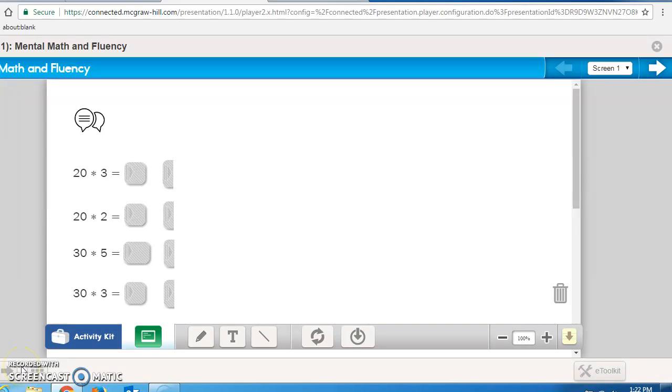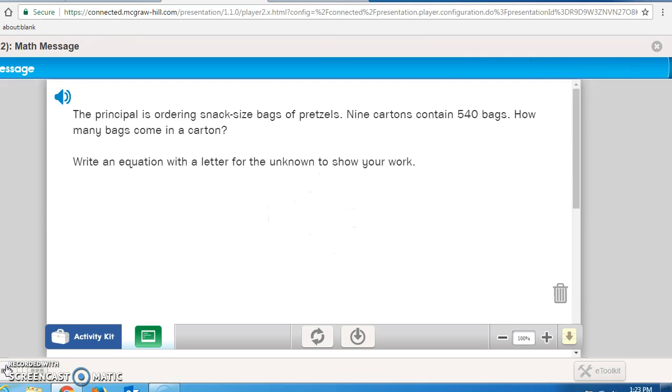Solve the multiplication problems. 20 times 3. 2 times 3 is 6, 1 0 behind it, so 60. 20 times 2. 2 times 2 is 4, 1 0 behind it, 40. 30 times 5. 3 times 5 is 15, 1 0 behind it, 150. And 30 times 3. 3 times 3 is 9, 1 0 behind it is 90. Remember to continue practicing those multiplication facts because it is going to really help you, especially now that we're going into division.